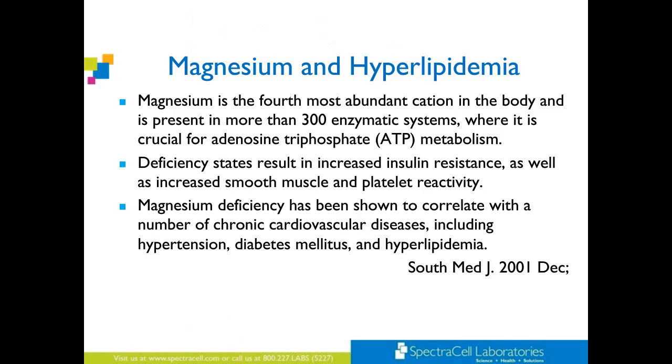So here's a good example. As you noted on the previous slides, I talked about low magnesium and diabetes. And now here's a situation on magnesium and hyperlipidemia. You can see that this was published in the Southern Medical Journal in 2001, in December of that year. And once again, as I mentioned earlier, magnesium has over 300 enzymatic functions in the body, and for this reason, it has a role in more or less every system in the body.